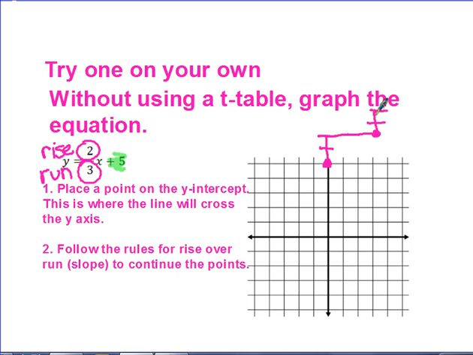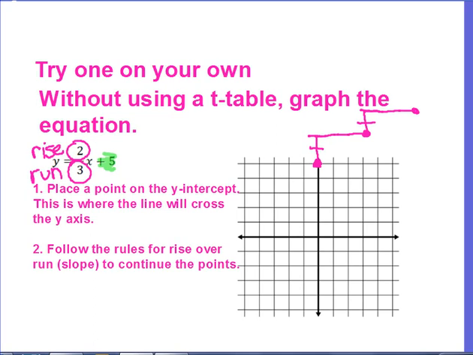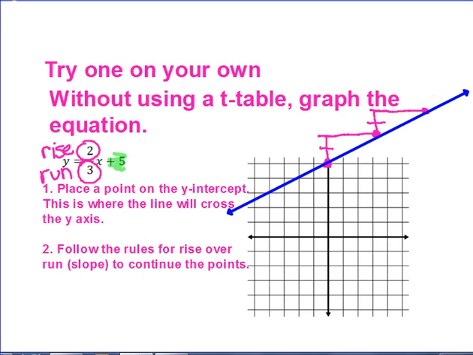Rise 2 and run 3. Now that I have those 3 points, I use my ruler and draw a line between those points. And my points are a little off because I ran out of space on my graph paper. Again, we identify the y-intercept that the equation tells us, and then follow the rise over run for the number in front of x.